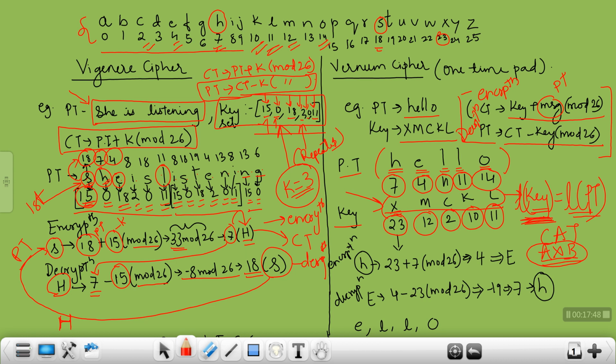So I will do it for one character. You have to tell me what is the answer for ELLO. What will be the cipher text for ELLO? The encryption part: I have taken the first character, H.